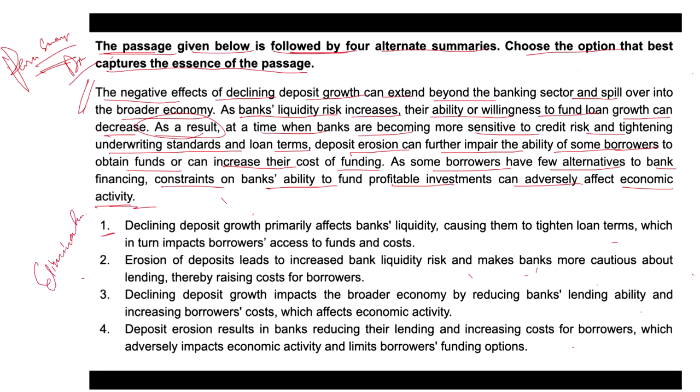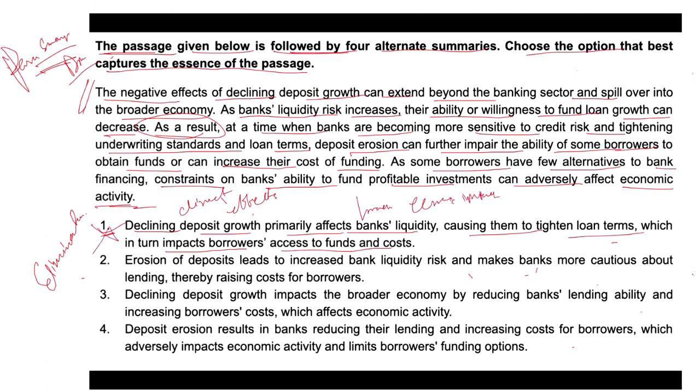The first one said declining deposit growth primarily, right, affects bank liquidity, causing them to tighten loan terms, which in turn impacts borrowers' access to funds and cost. Now, this one focuses on the what? Focuses on direct effects, isn't it? Direct effects on banks, right, and borrowers, but doesn't fully capture the broader economic impact described in the passage, isn't it? So hence we can say option one cannot fulfill the summary.